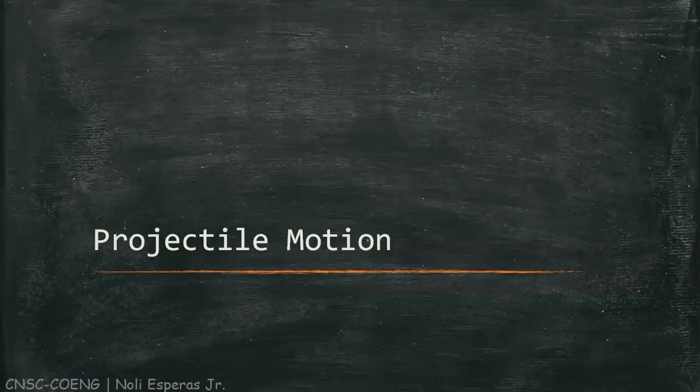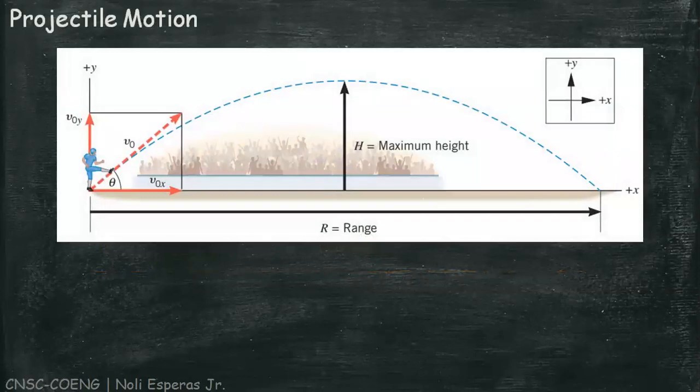Projectile motion. So let's have an illustration here wherein a baseball player kicks the ball to make a home run in the game. So the motion of the ball, as illustrated in the figure, has a track of a curve.